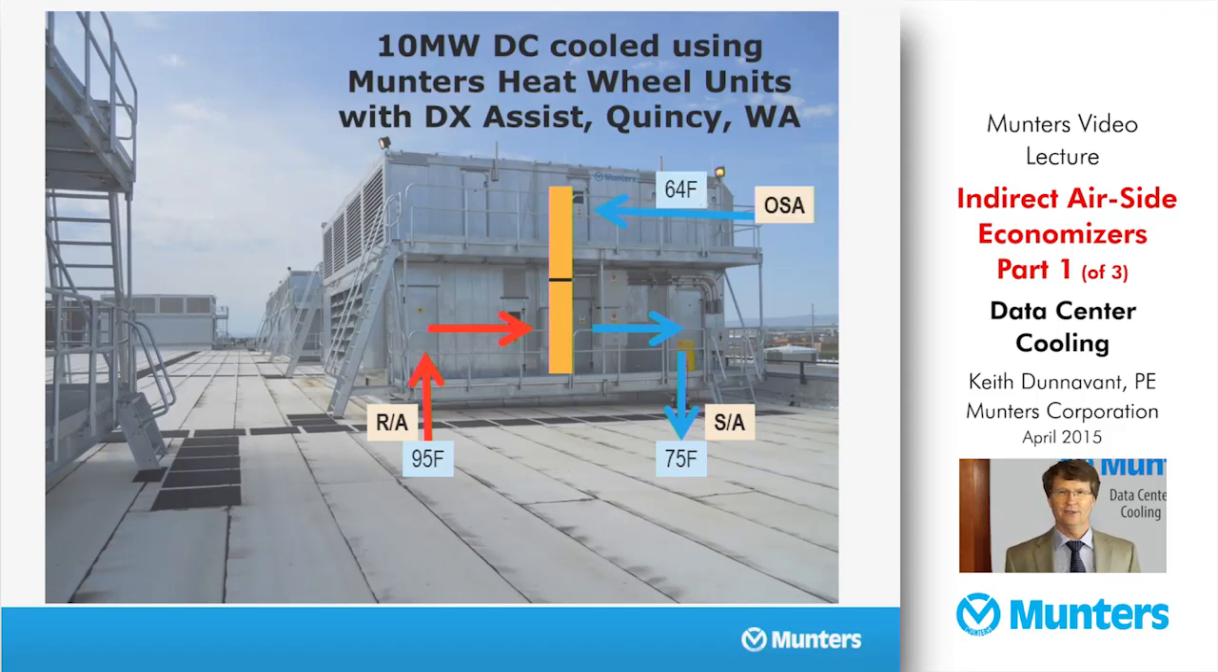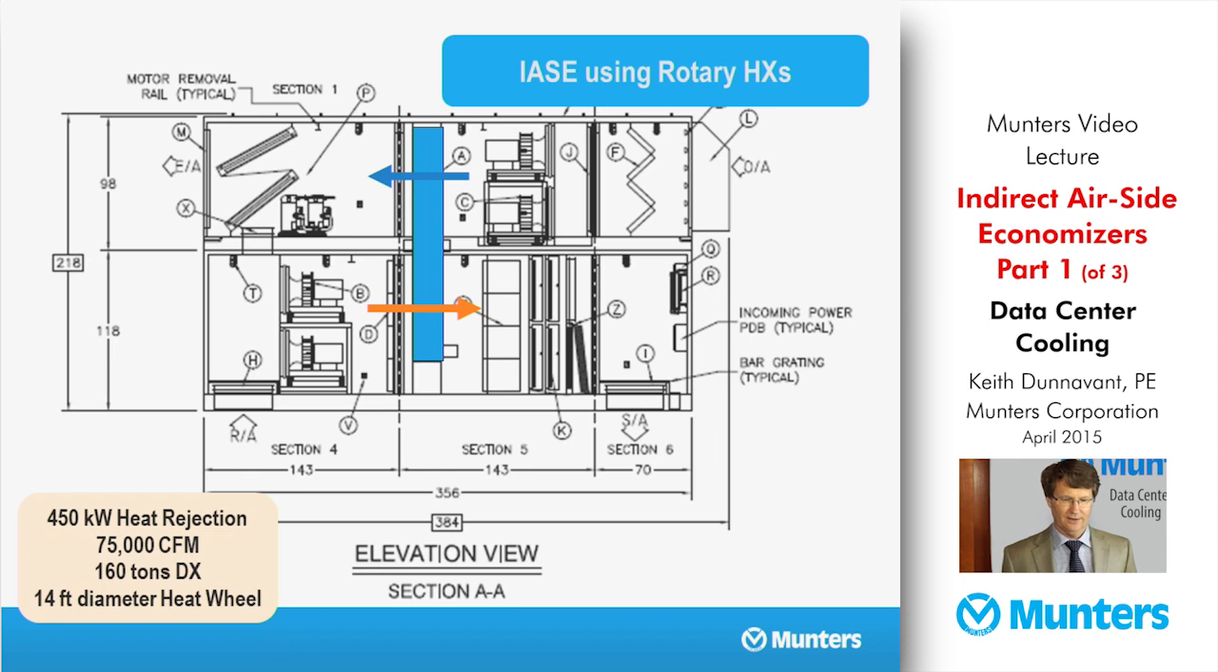Outdoor air is introduced in the upper half, and if your outside air is about 64 degrees or cooler, you can extract 100% of the heat with the heat wheel. No supplemental refrigeration is required, which is most of your operating hours in climates like Quincy. This is a schematic showing the inner components of that system. This system is rejecting 450 kilowatts of heat from that data center.